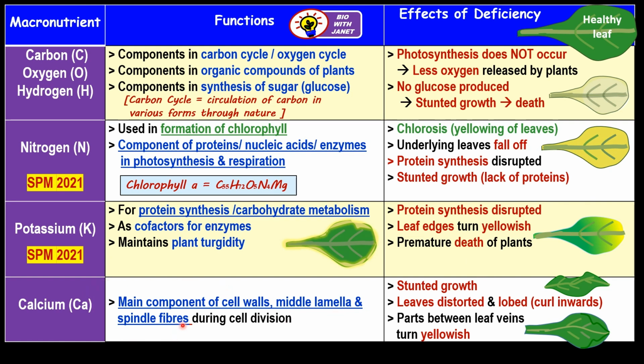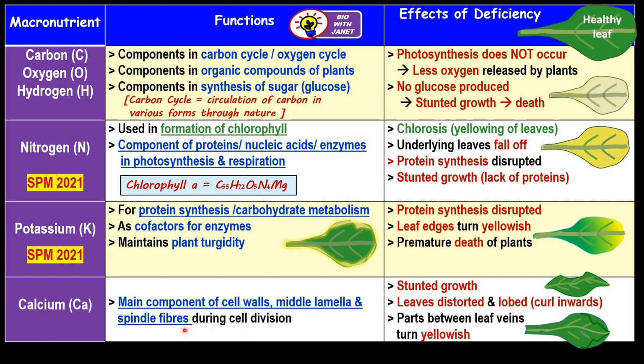Calcium, the function is to form the main component of the middle lamella, that means the part between the cell walls of two cells, right? And it forms the main components of the middle lamella, cell wall, and also spindle fibers, which are produced during cell division to separate the sister chromatids, right?